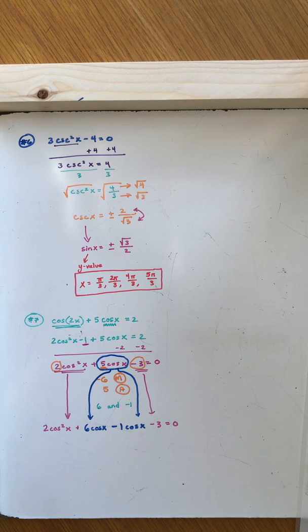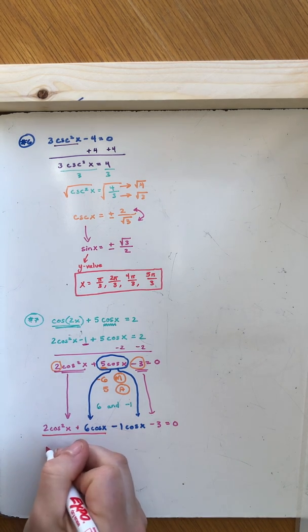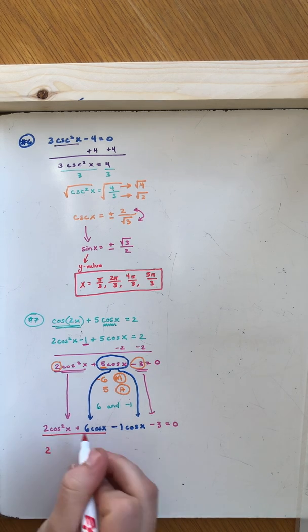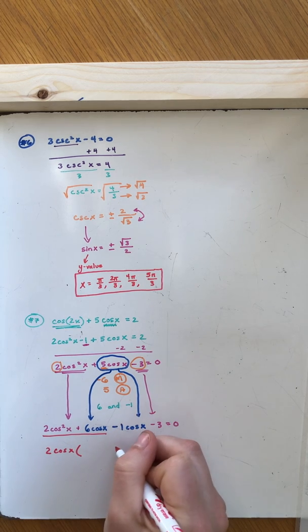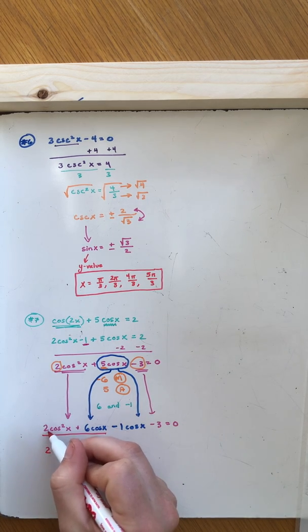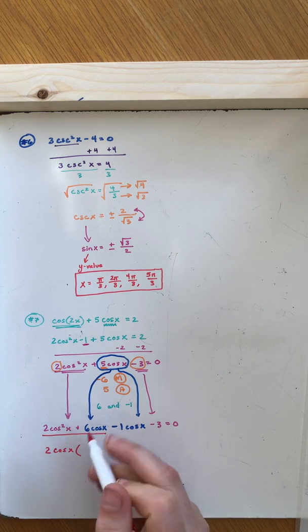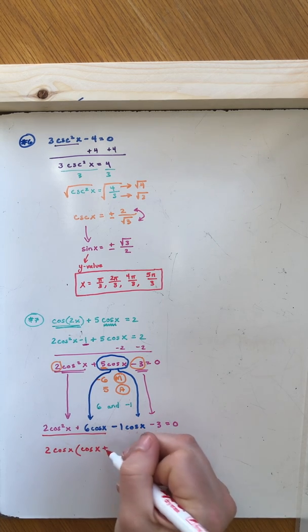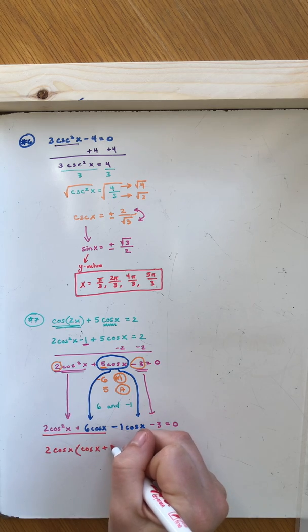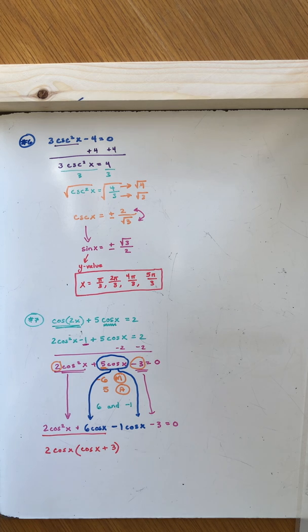Then you do factoring by grouping. So if I look at these two, I have a 2 and a 6. Those can both be divided by 2. And then they both have a cosine. So 2 cosine x goes out in front. And what's left over? The 2 divided by 2 cancels and you get 1. Cosine squared divided by cosine leaves me with cosine x. 6 divided by 2 is 3. And cosine x divided by cosine x cancels.